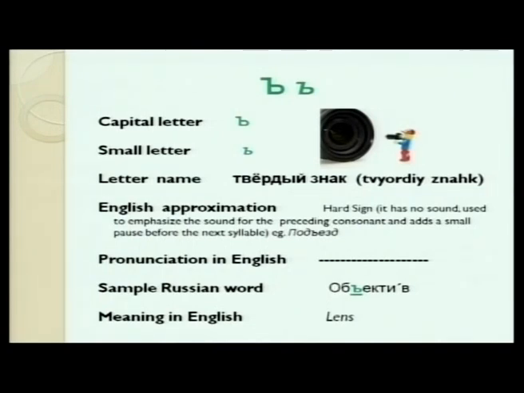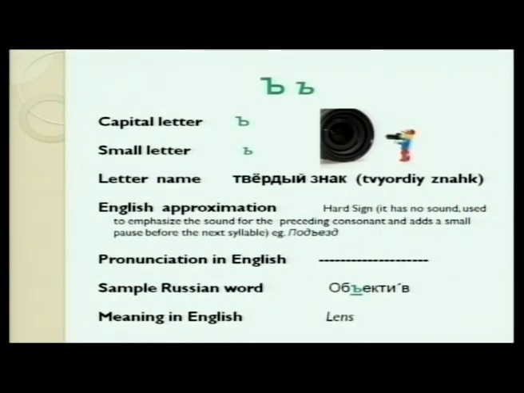Let us go to the next letter. If you remember, I have told you in the beginning that out of 33 letters of the Russian alphabet, we have two signs. They are tverdy znak and myakky znak, which means the hard sign and the soft sign. Let us learn the first one, tverdy znak or the hard sign. What role does it play? Hard sign, since it has no sound, is used to emphasize the sound of the preceding consonant and adds a small pause before the next syllable.